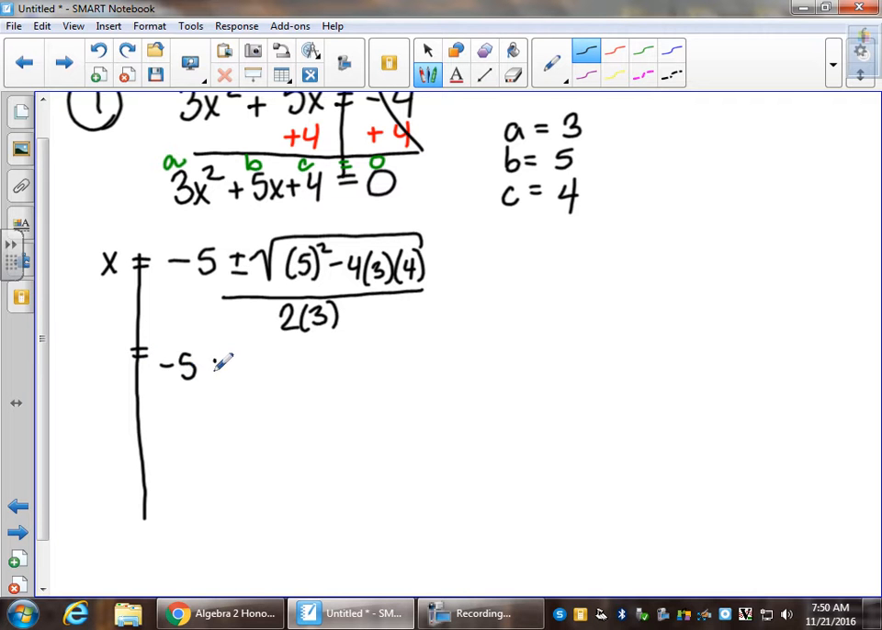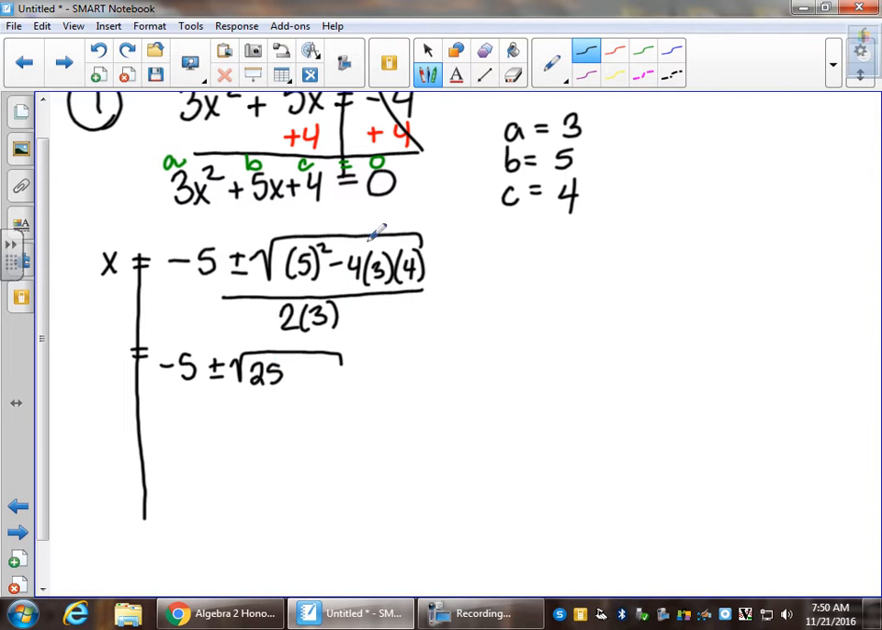So I have negative 5 plus or minus. In your calculators, be very careful. If you choose to enter this, always make sure that this B term is in parentheses, because when and if we have a negative B term, if you do not use parentheses, the whole answer is going to come out wrong. So be very careful with that. But in this case, we don't have a negative, so 25.